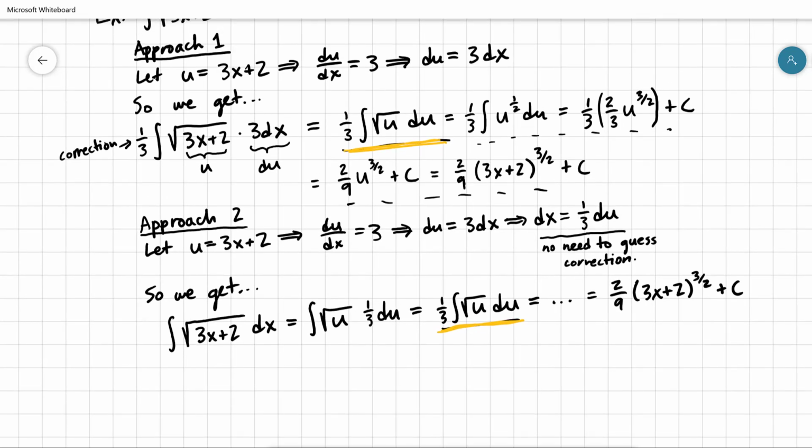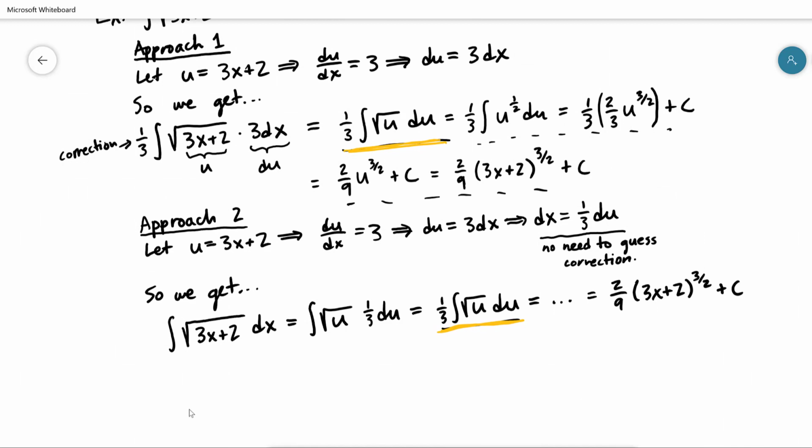Okay, so there's two approaches that are basically the same. We picked the same substitution u in both cases. I prefer approach 1, where you kind of just use a guess and check method of figuring out what is the appropriate correction that I would need. I don't have 3 dx, I just have 1 dx, so let's just force that 3 there, and to account for the 3 that I forced there, I will correct for that with a factor of 1/3 out here.